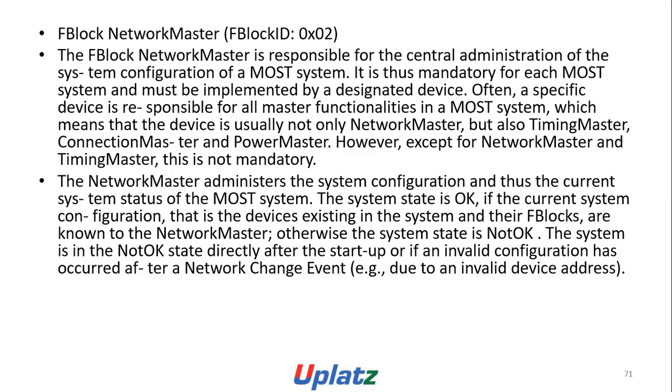The network master administers the system configuration, and thus the current system status of the MOST system. The system state is OK if the current system configuration, that is, the devices existing in the system and their FBlocks, is known to the Network Master; otherwise the system is not OK. The system is in the not OK state directly after startup, or if an invalid configuration has occurred after a network change event due to an invalid device address.